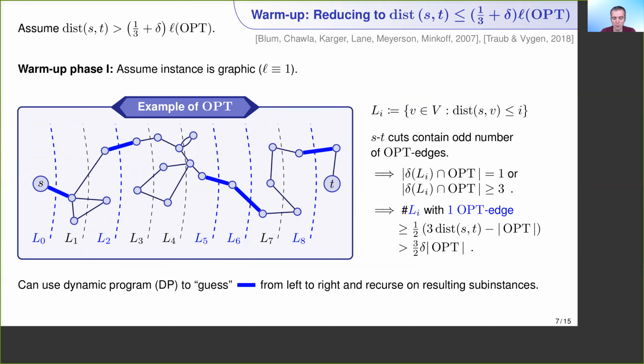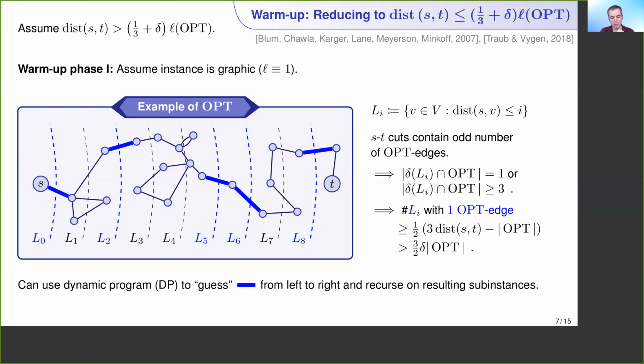We build on a technique that was originally introduced by Blum, Chawla, Karger, Lane, Meyerson, and Minkoff, and later extended by Traub and Vygen. This technique, in both of those papers, is used to reduce instances where the S-T distance is larger than a third of the length of opt, to instances where it's about a third, so a third plus a small delta times the length of opt. It's a warm-up because we only get to a third of opt. We need to have much less, as we saw before, in the order of epsilon times opt. But it shows many of the ideas we want to use later on.